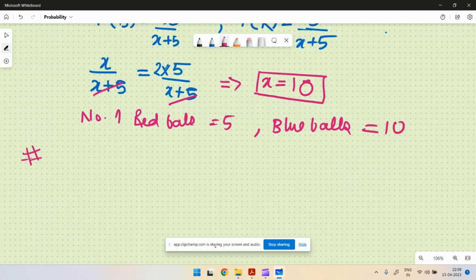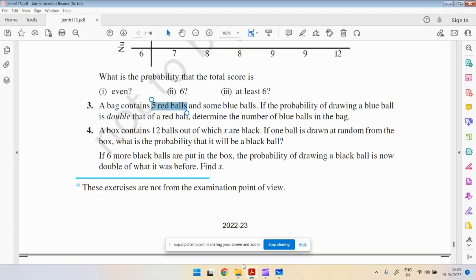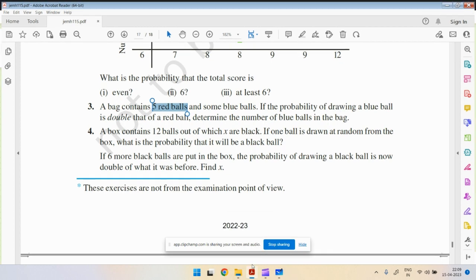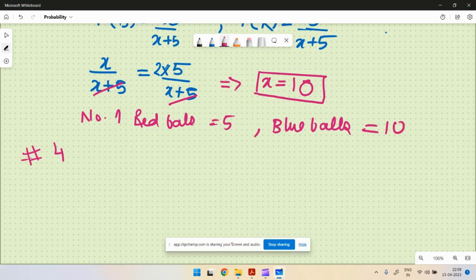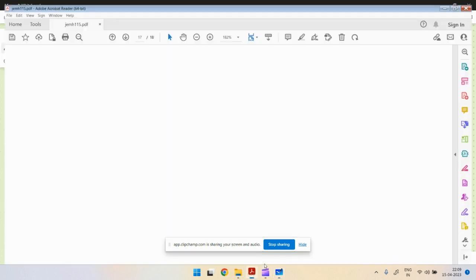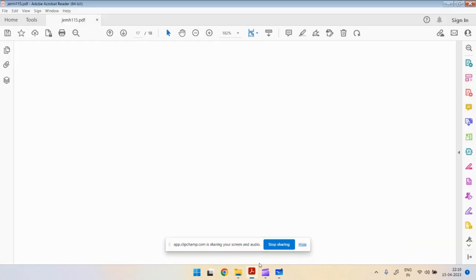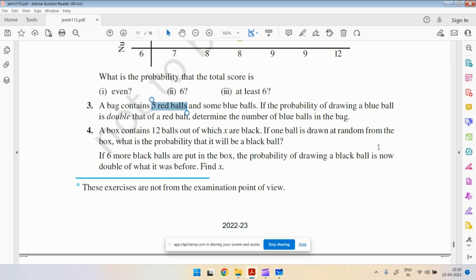Question number 4 says that a box has 12 balls, out of which x are black. Total balls is 12, x are black. Now, it says, what is the probability of drawing a black ball?